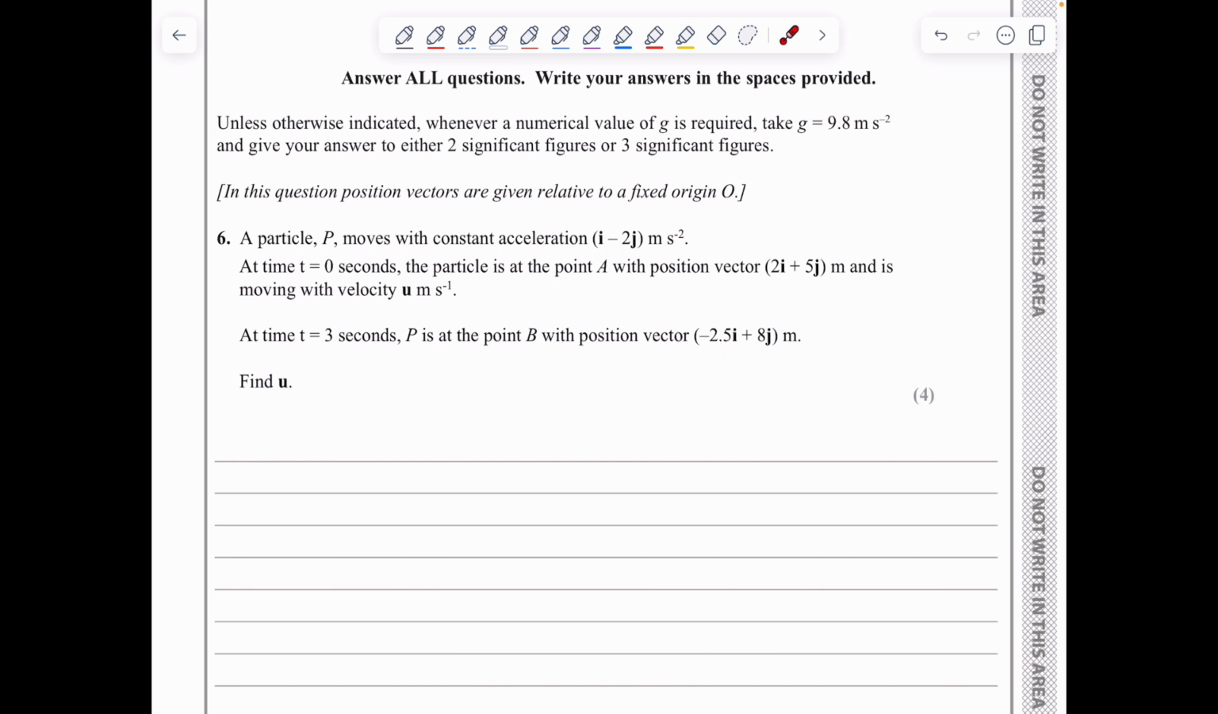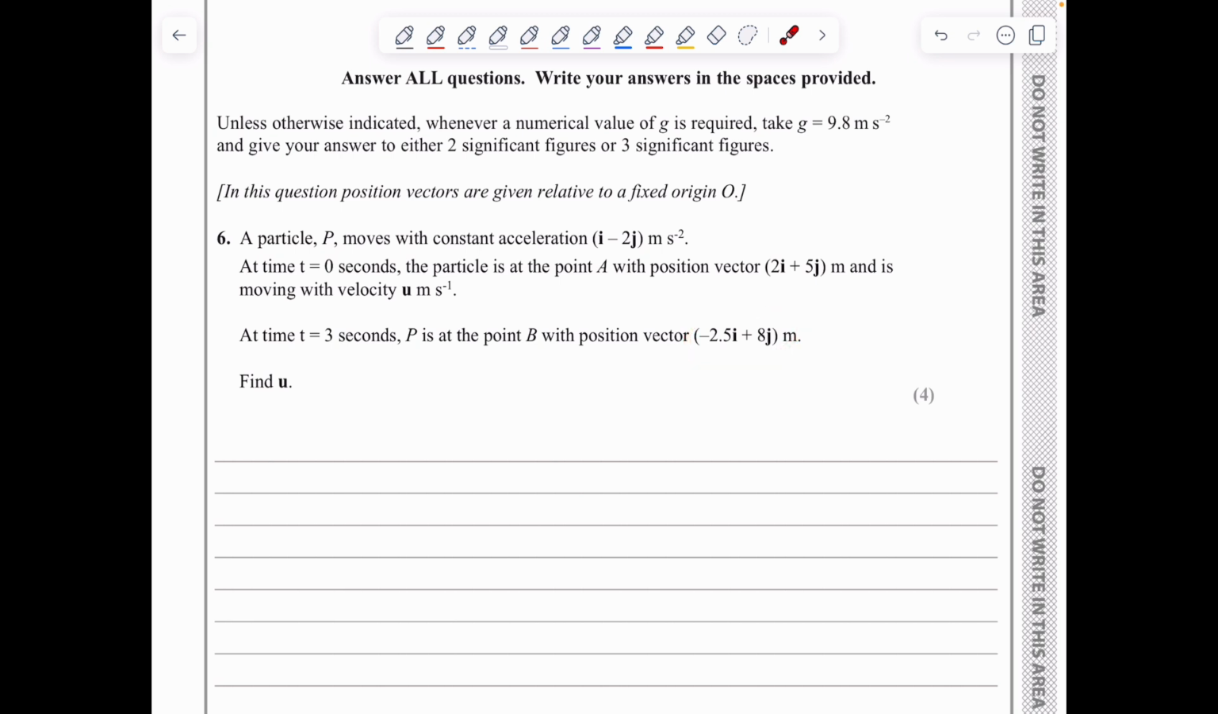In question 6, a particle P moves with constant acceleration of i minus 2j. We know that at time t is 0, we are at point A with position vector 2i plus 5j, moving with velocity u meters per second. And at time t is 3 seconds, we are at the point with position vector minus 2.5i plus 8j, and we need to find u.